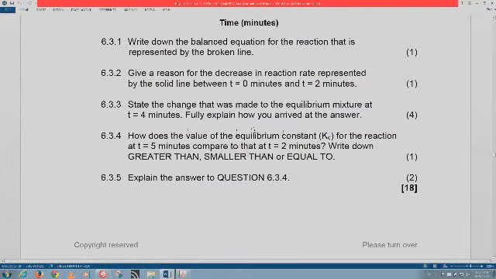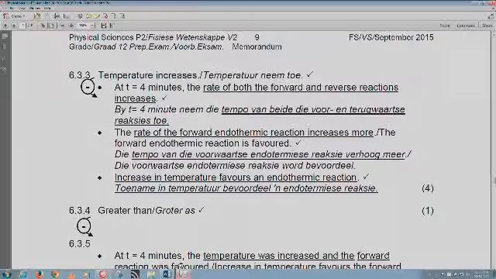how does the value of the equilibrium constant for the reaction at t equal to 5 minutes compare to that at t equal to 2 minutes? Write down greater than, smaller than, or equal to for 1 mark there. And the answer that is expected there is greater than, which is 1 mark.